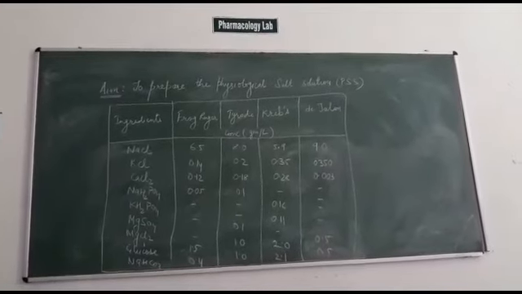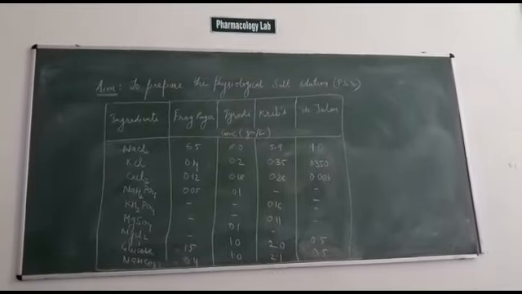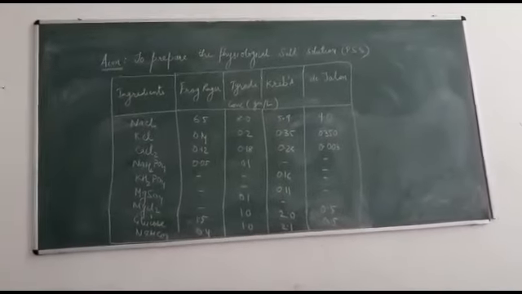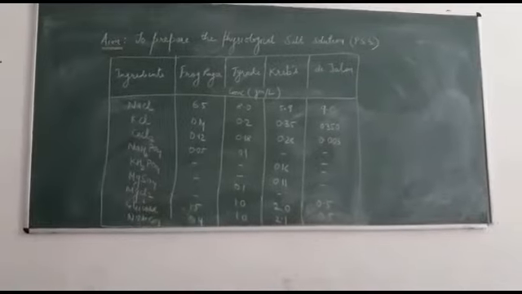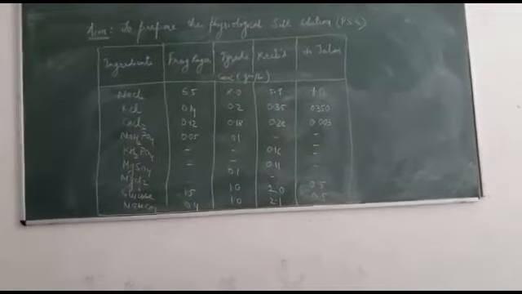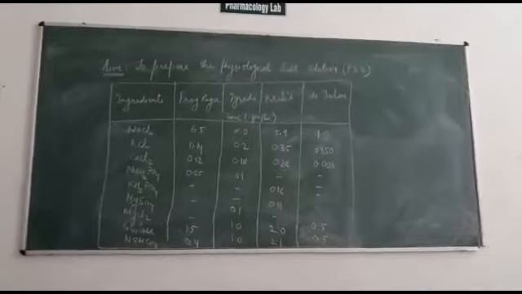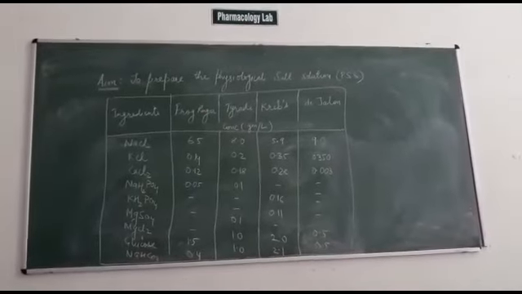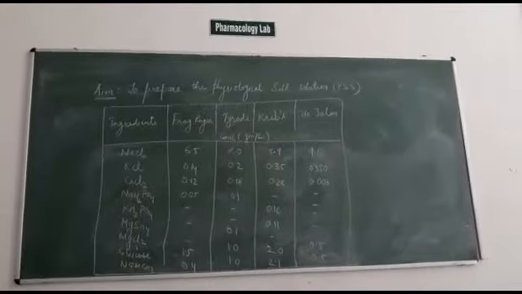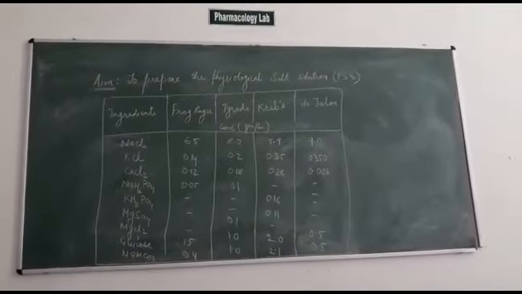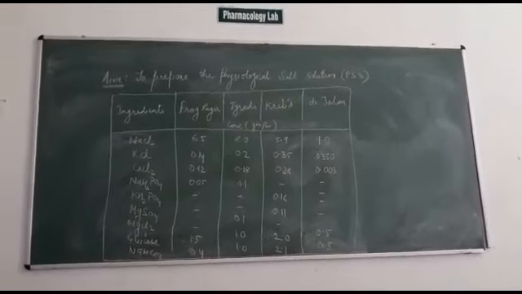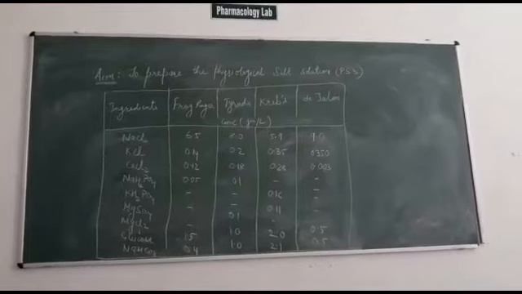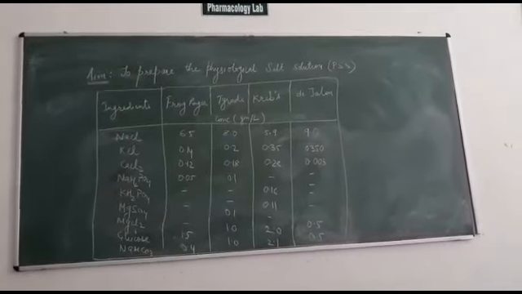There is a specific purpose of each of them. Sodium chloride is used to maintain osmolarity and isotonicity. Potassium chloride is used to maintain the ionic balance. Calcium chloride maintains the contractility of the preparation, and sodium bicarbonate provides the alkaline pH. Similarly, glucose is used to provide energy, and sodium and potassium dihydrogen phosphate are used as buffers, and magnesium chloride or magnesium sulfate is used to stabilize the preparation. So there is a specific purpose of each of these salts.